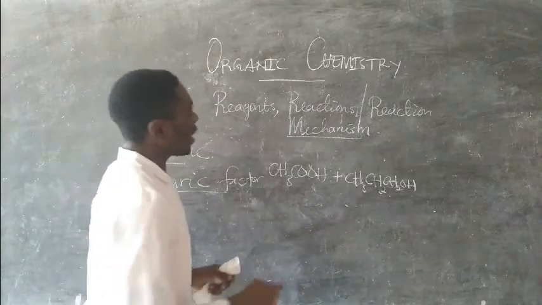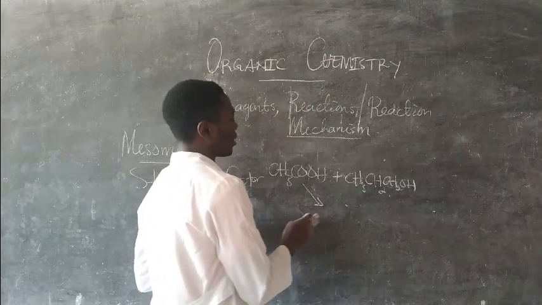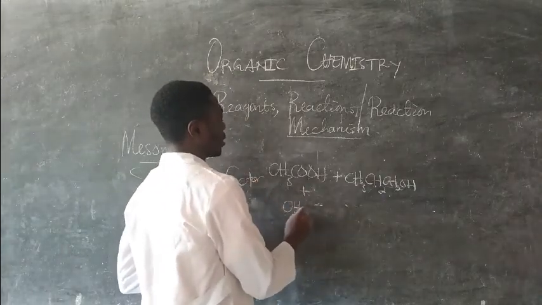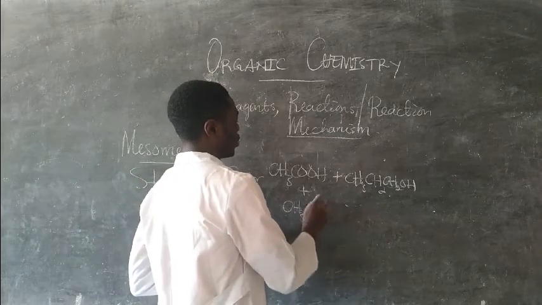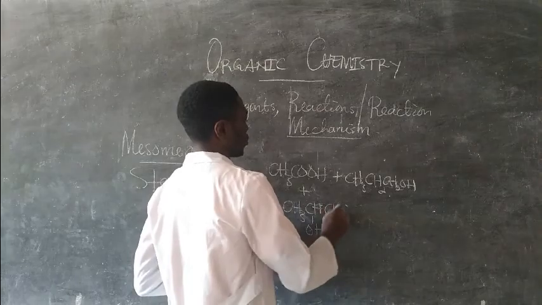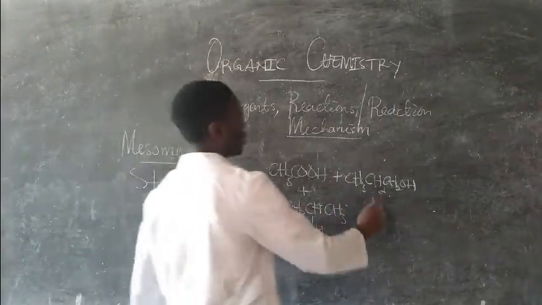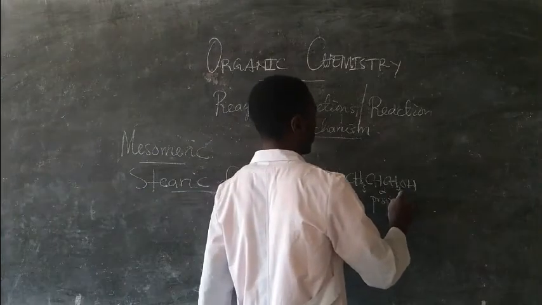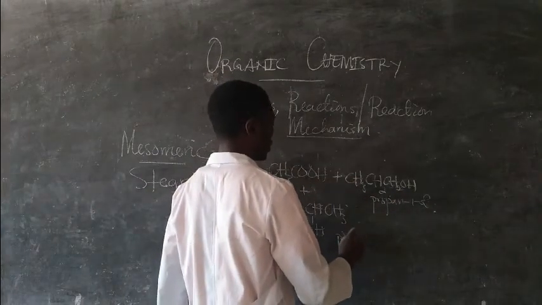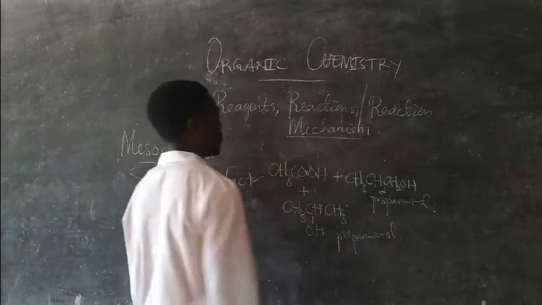Now, if I rather add this same ethanoic acid to say CH3 CH2 or CH3, this is propan-2-ol. So you see, this is propan-1-ol, and this is propan-2-ol.